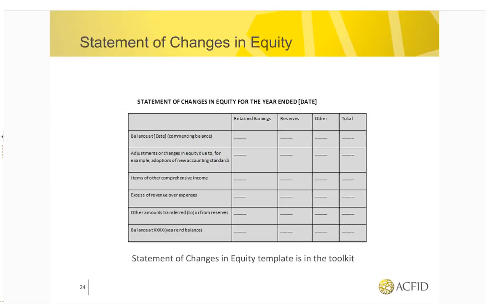Statement of changes in equity. As I say, this is for those organisations that are companies, or trusts that have a company as a trustee, typically. And again, the option 1, option 2 flow chart will also show what sort of reporting is required for what particular entities. And again, this template can be found in the toolkit.